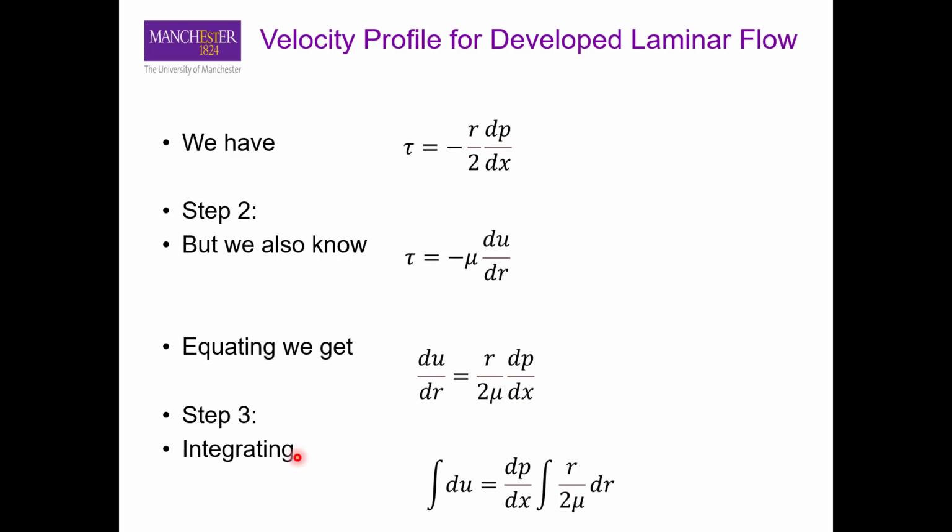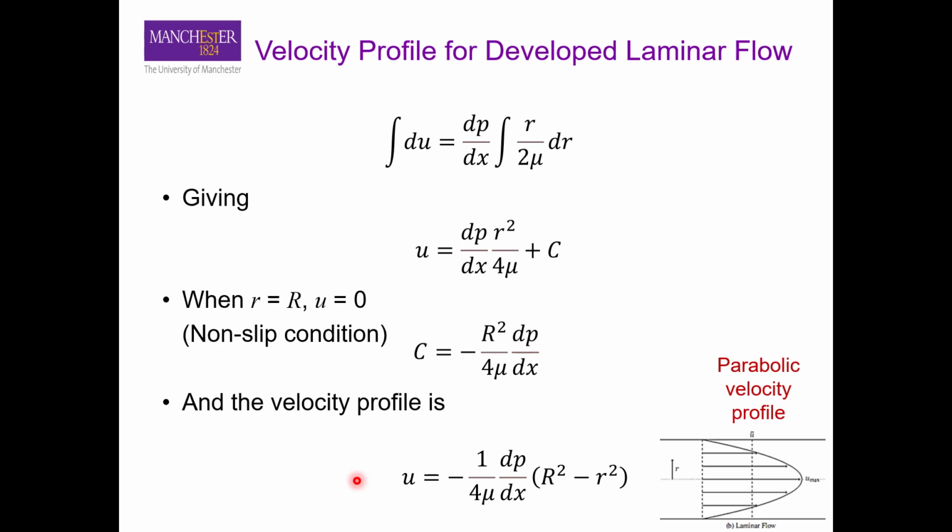Okay, so step 3 is now to integrate this equation, and it's a very simple integration. On this side we will get u, that is the velocity of the fluid, equal to dp over dx times r squared over 4 mu plus c, where c is the constant of integration, because it is an indefinite integral, so we have this constant of integration.